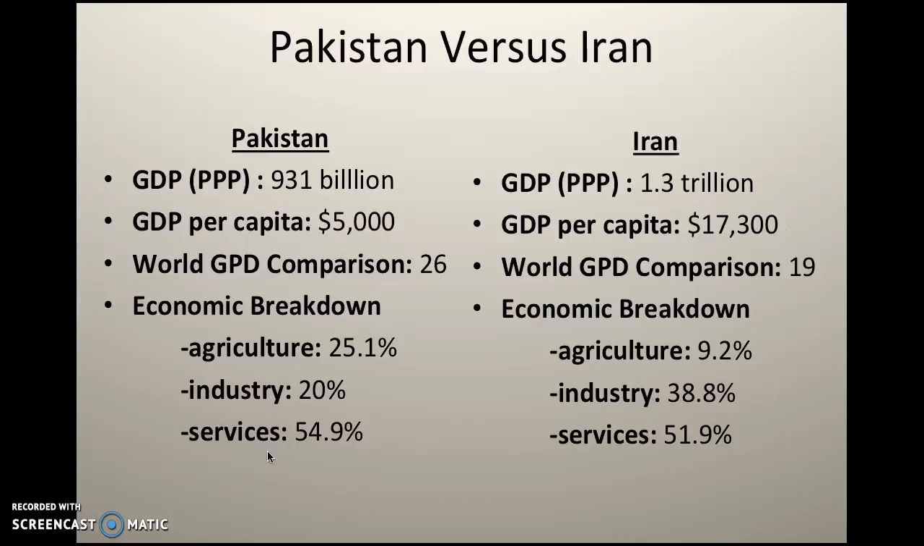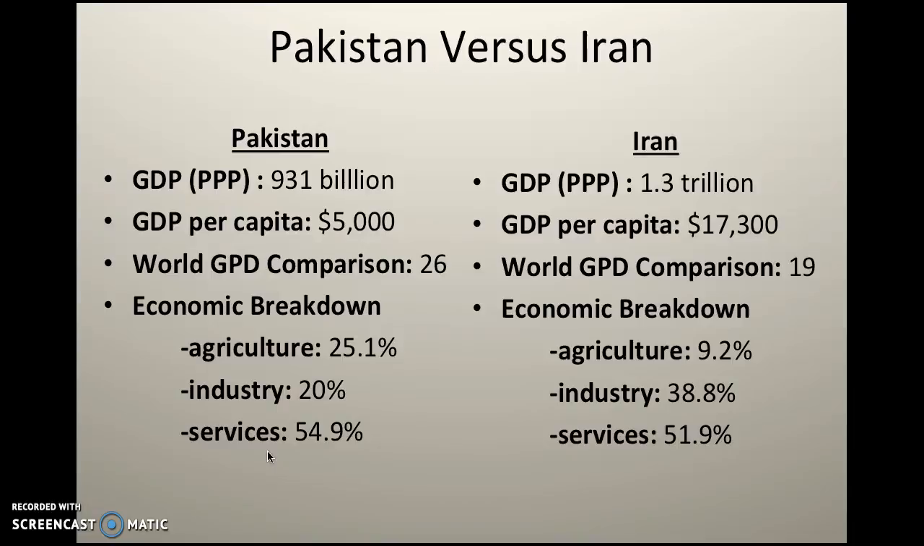When comparing Iran, their GDP is 1.3 trillion. Their per capita is much higher than Pakistan or India, which I thought was very interesting. So for how many people they have, the GDP is higher. So there's less people for their GDP.